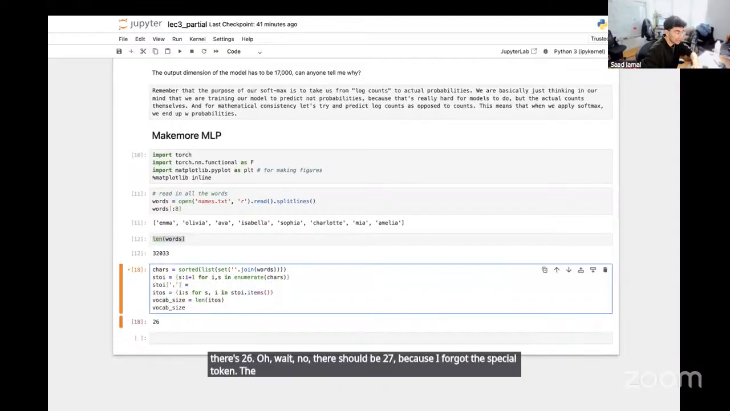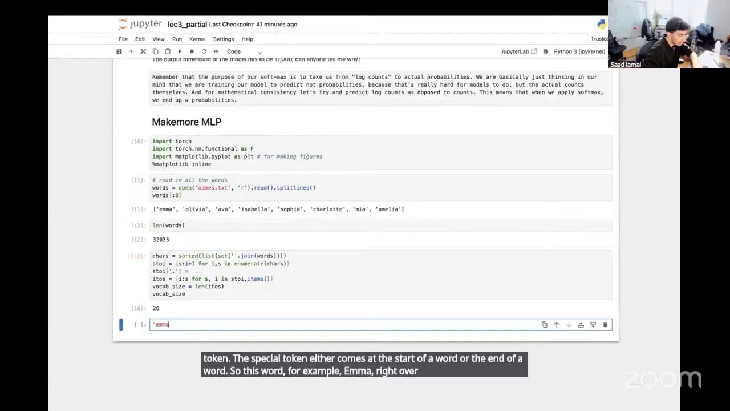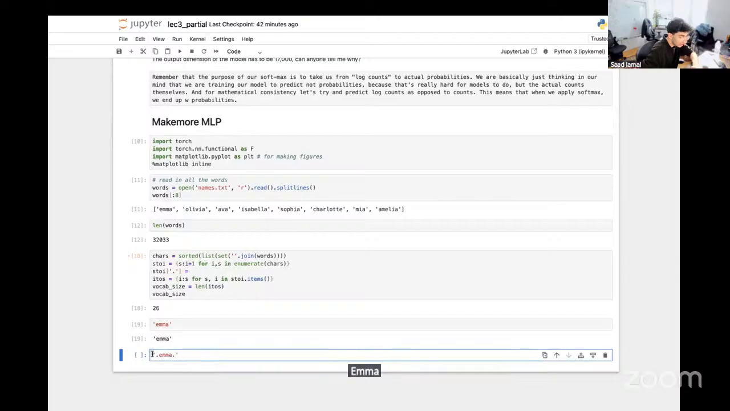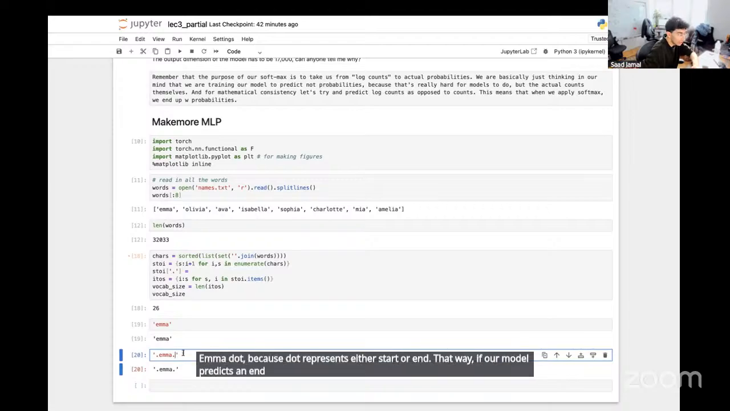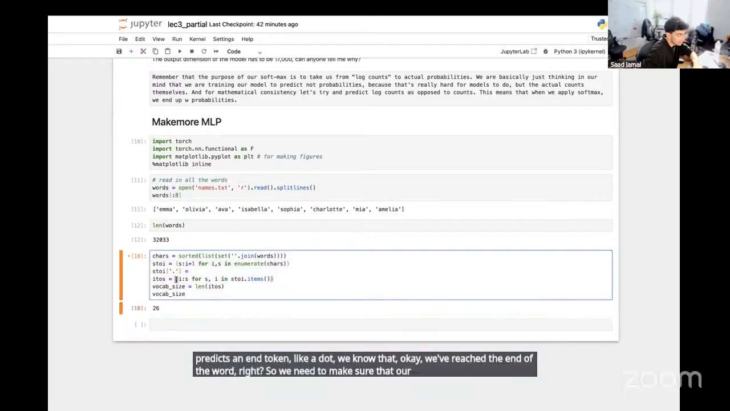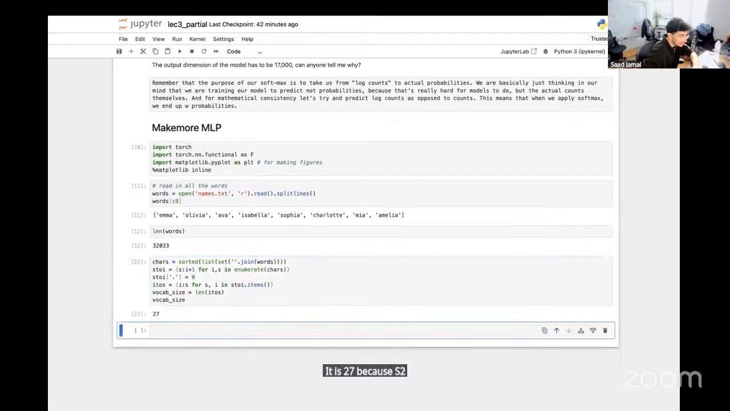The special token either comes at the start of a word or the end of a word. So this word, for example, Emma, right over here, it's EMMA. Our model shouldn't see that. Our model should see dot Emma dot, because dot represents either start or end. That way, if our model predicts an end token, like a dot, we know that we've reached the end of the word, right? So we need to make sure that our vocab size is not 26, it is 27, because S2I is 0. Boom.